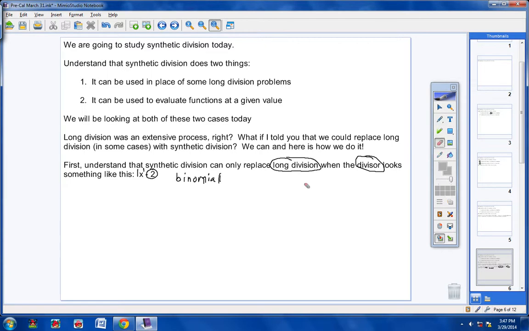So having said that, don't forget to always check and make sure your divisor fits into those stipulations before you try to use synthetic division, okay? All right, moving on.